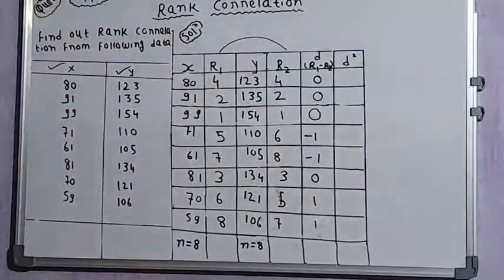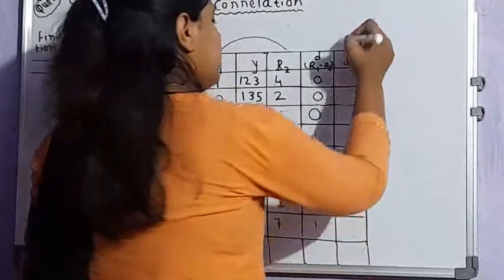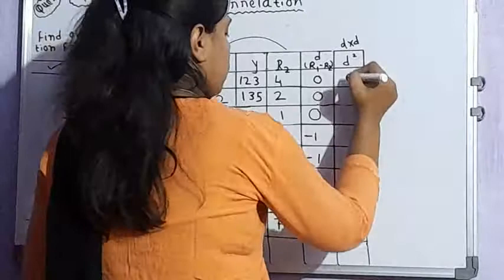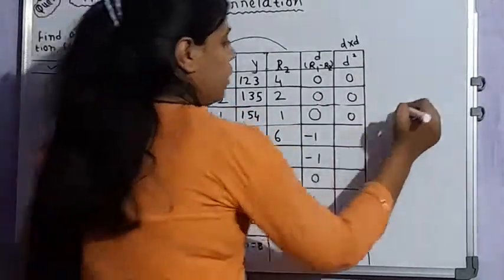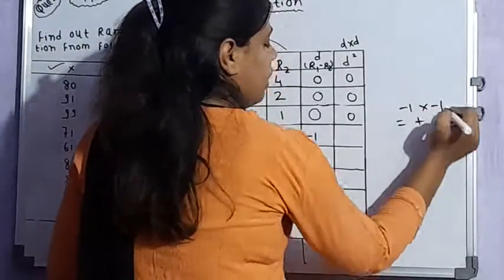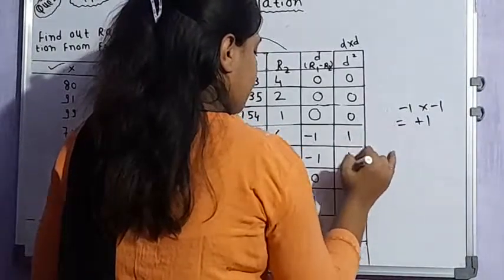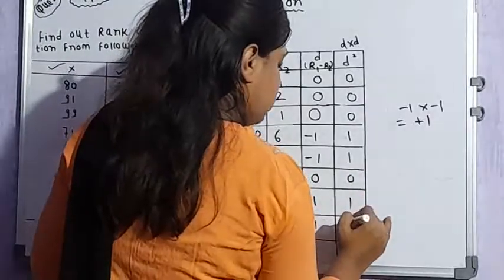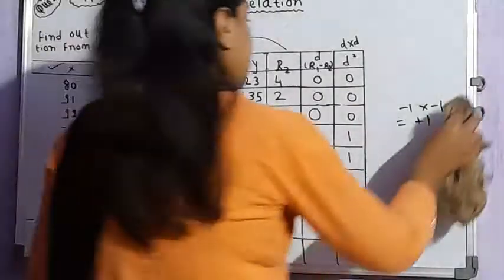Now what is the next step? We have to calculate D square. D square means D into D. So 0 into 0, 0. 0 into 0, 0. 0 into 0, 0. Minus 1 into minus 1: minus minus plus, 1 into 1, 1. Again minus 1 into minus 1, 1. 0 into 0, 0. 1 into 1, 1. And 1 into 1, 1. So this way we have calculated the values to be put under D square.